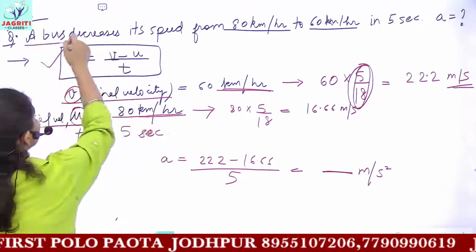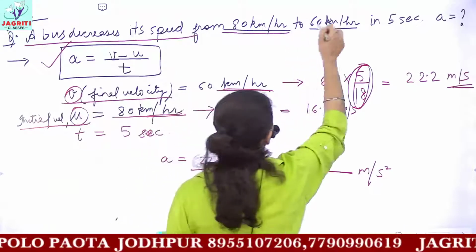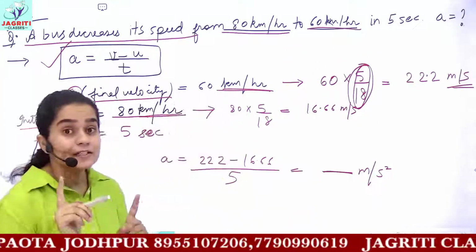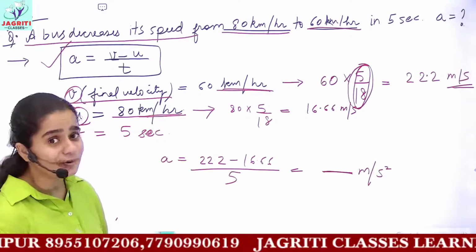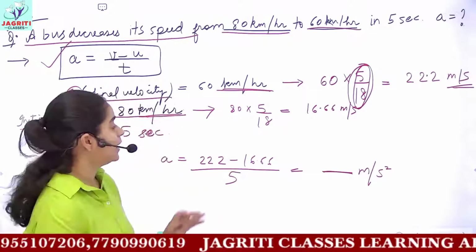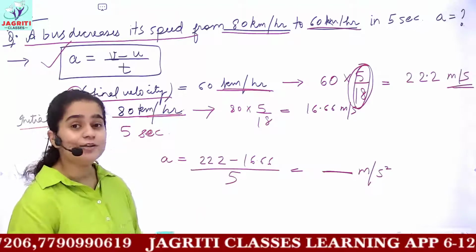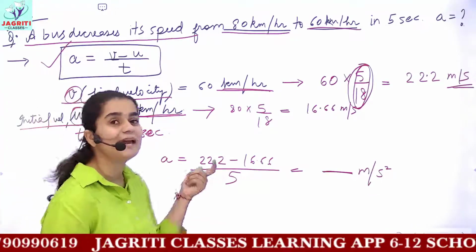In this, a bus decreased its speed from 80 to 60 kilometers per hour. The speed or velocity is decreasing. So here, I didn't find the answer. Why? I want you to solve. But now you will get that there was some error in this question.